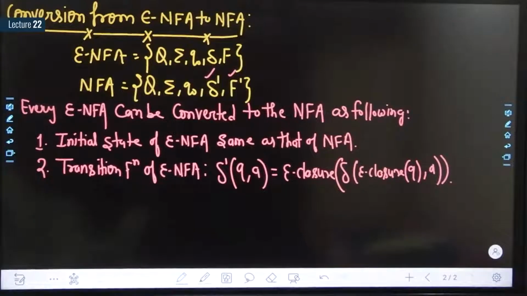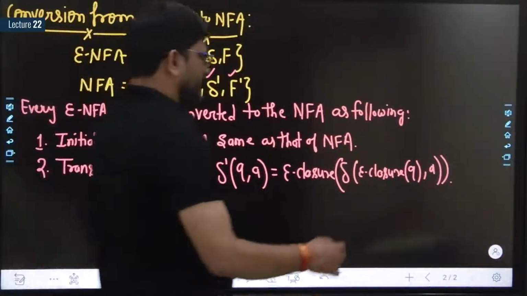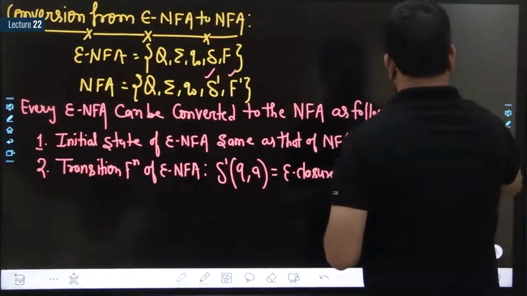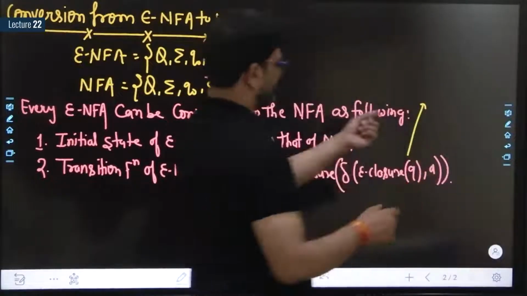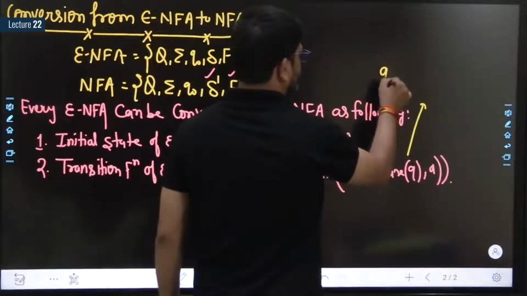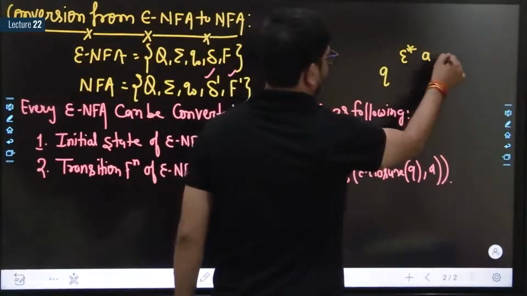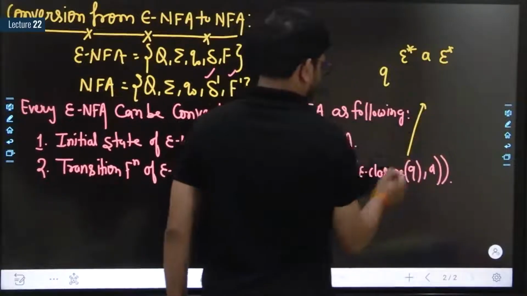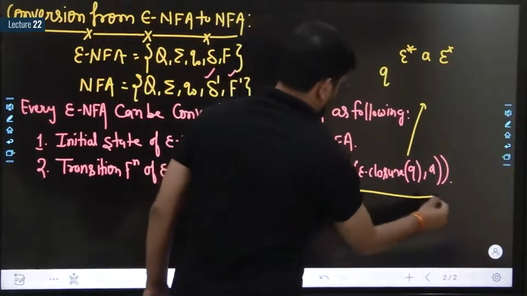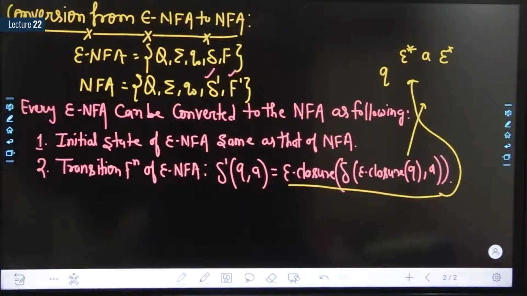Please see. In short, we can also write this as Q epsilon closure on A. In examples we use this. This whole represents this. Clear? I will explain with the example. Please wait for some time.